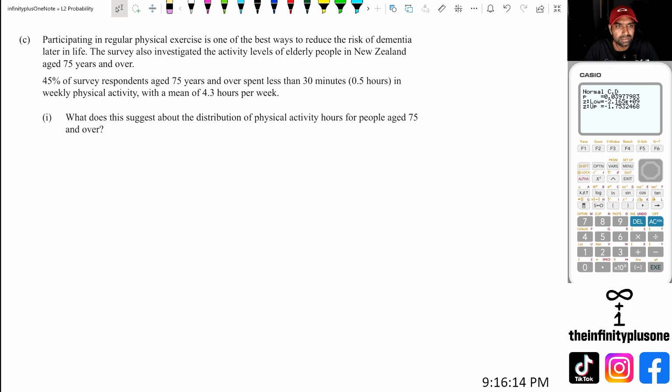Participation, survey investigates elderly people. 45% of the survey spent over 0.5 hours. So we've got probability of X greater than 30. Sorry, less than 30. And not 30 years and over spent less than 30 minutes. So less than 0.5 is going to be 0.45. And then the mean is equal to 4.3.